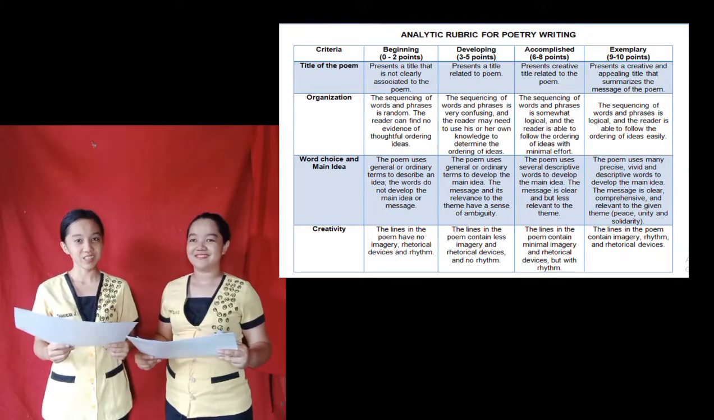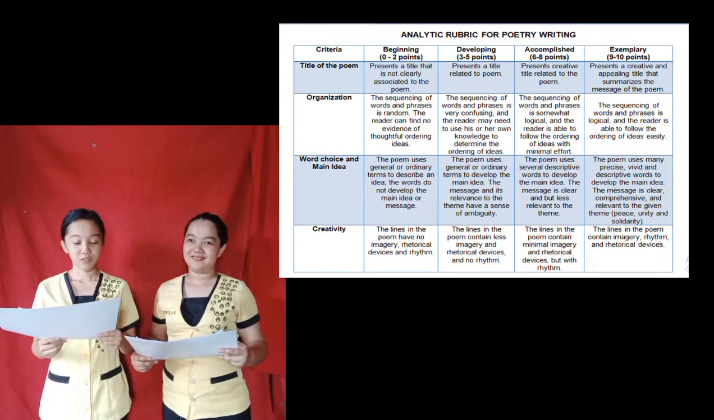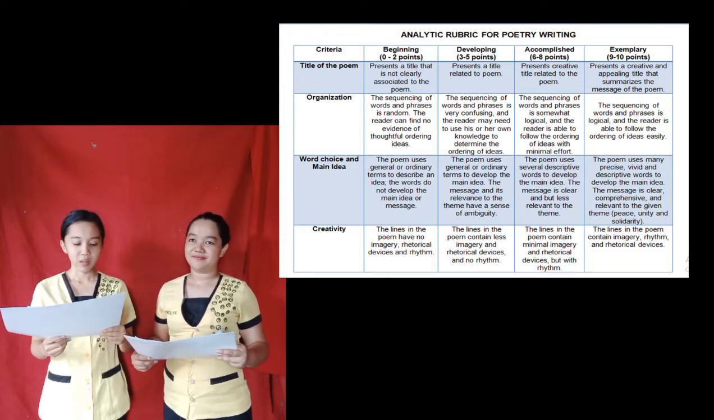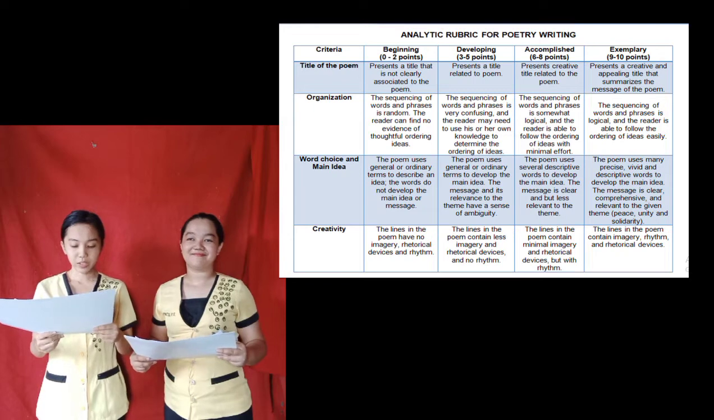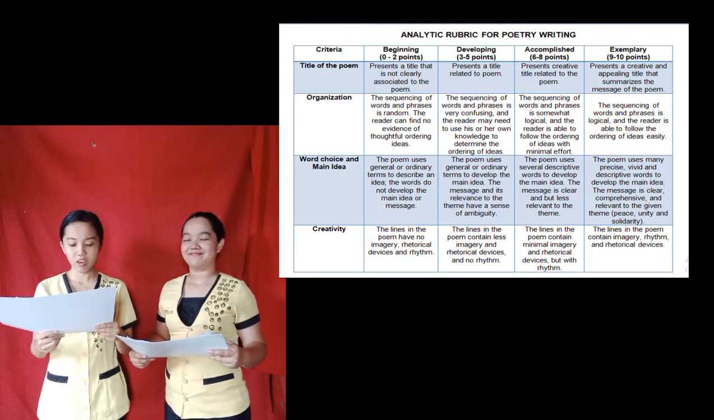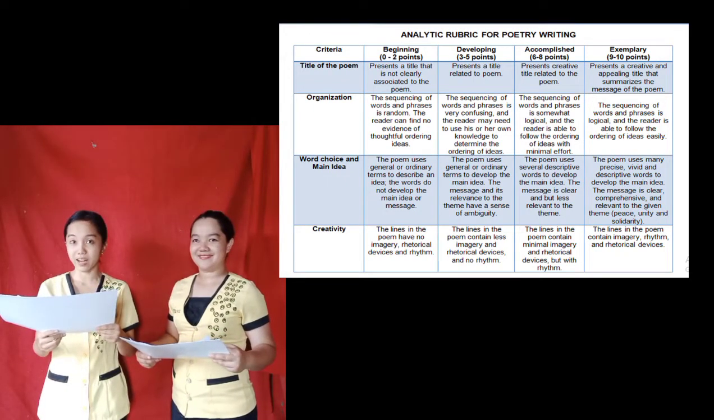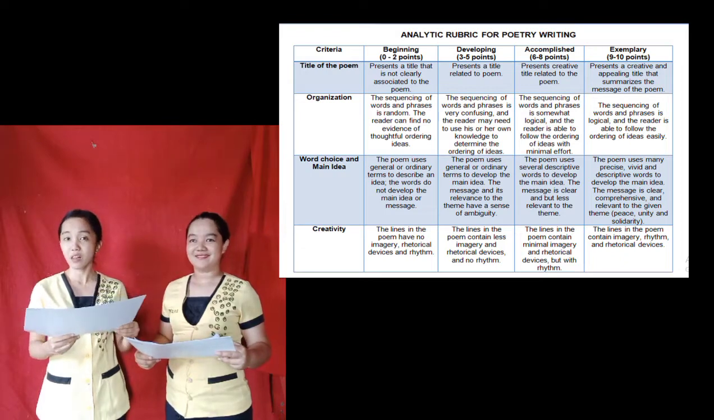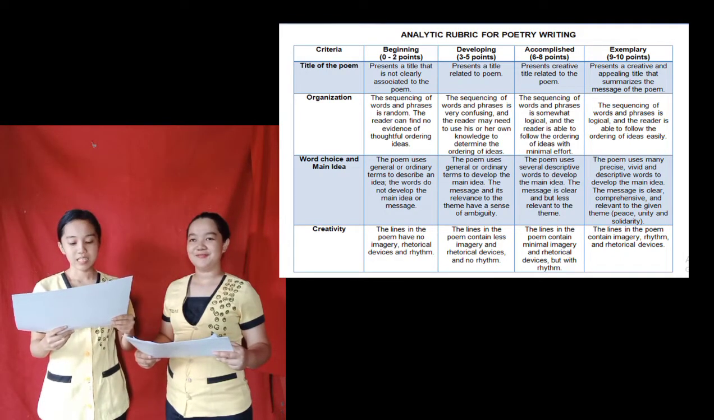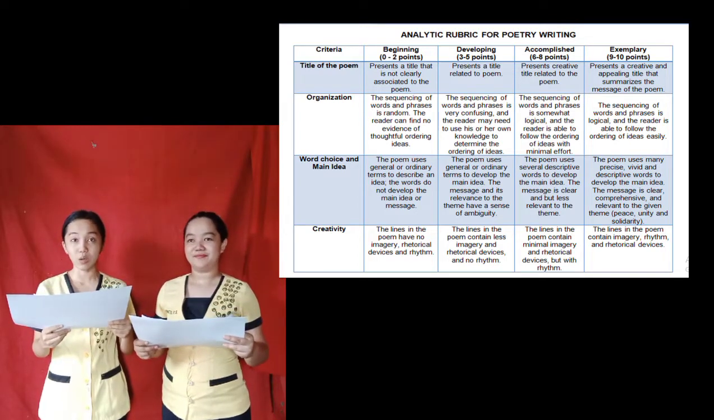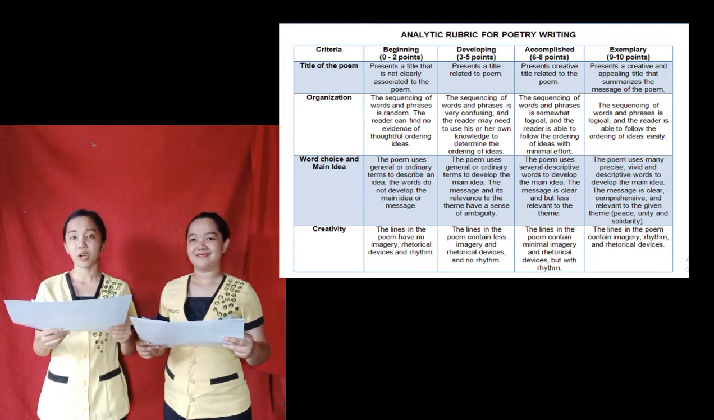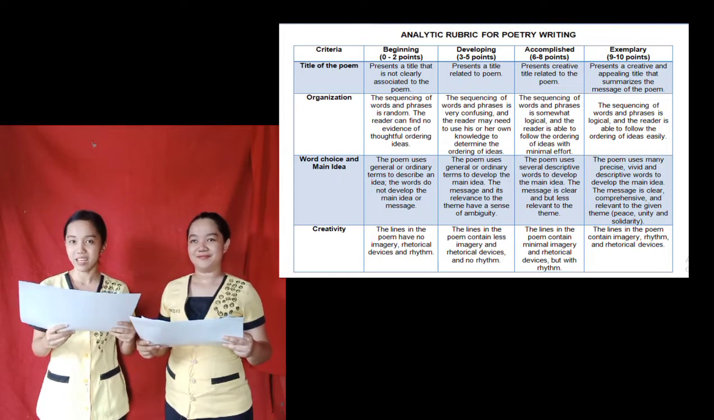Second criterion is organization. For beginning, its indicator, the sequencing of words and phrases is random. The reader can find no evidence of thoughtful ordering of ideas. For developing, its indicator, the sequencing of words and phrases is very confusing, and the reader may need to use his or her own knowledge to determine the ordering of ideas.